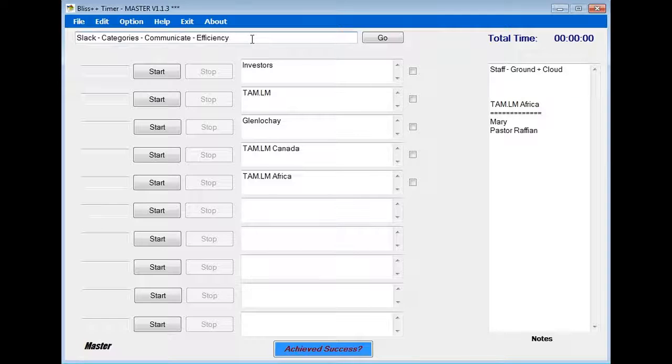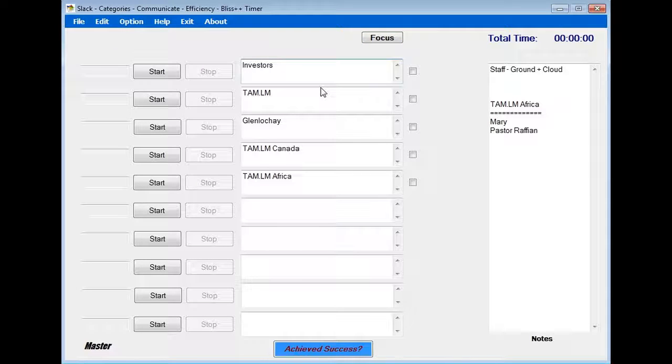Considering that Try a Million is a cloud-based organization, and now we're trying to mold it with a physical staff, dealing with construction and farming and things like that, we need to be able to connect these remote cloud-based people and the physical people who are on the ground. So this helps. Okay, so we've got Slack, we've got the categories that we want to look at. We know that we're trying to communicate here, and we ultimately want to find efficiency. So I press focus, type that in, and then press go.